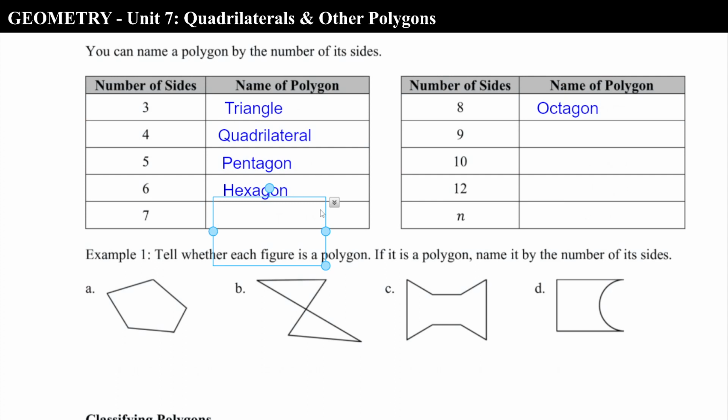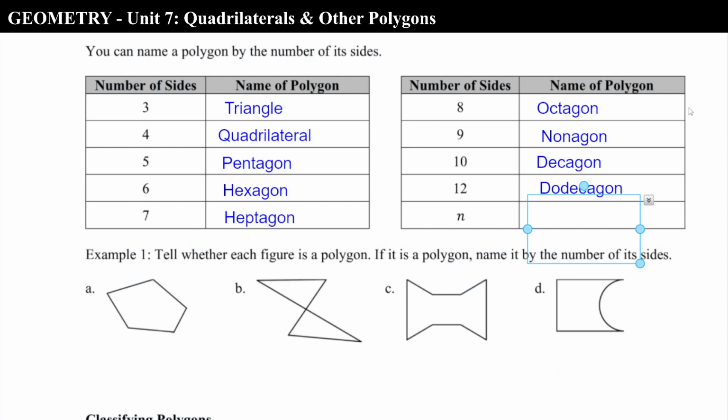The rest of these are not quite as obvious. So a 7-sided figure is called a heptagon. A 9-sided figure is called a nonagon. A 10-sided figure is called a decagon. Now we do not have a name for an 11-sided figure, so that'll get lumped to the next one, but we do have a name for a 12-sided figure, and that is a dodecagon. So same term that you use for a 10-sided figure, just put DO in front of it.